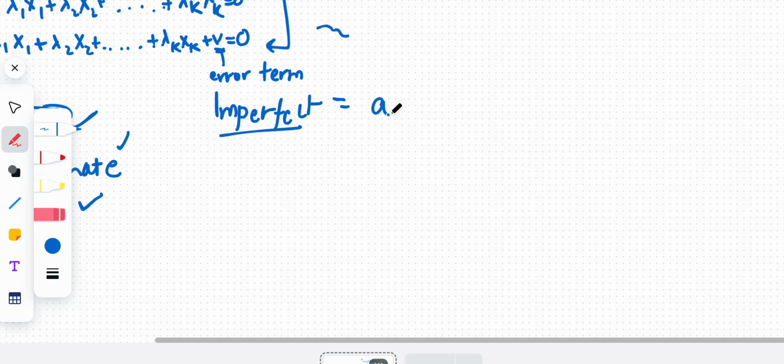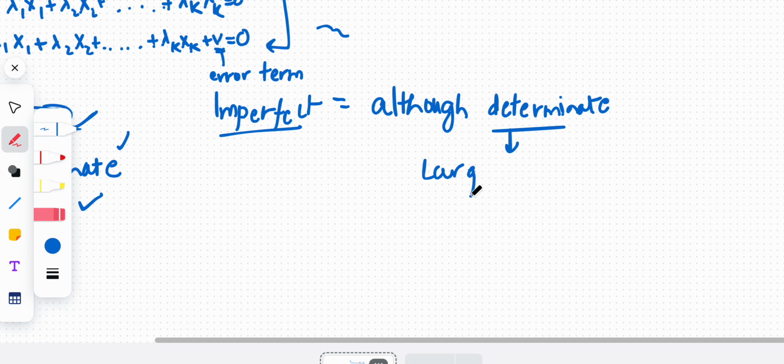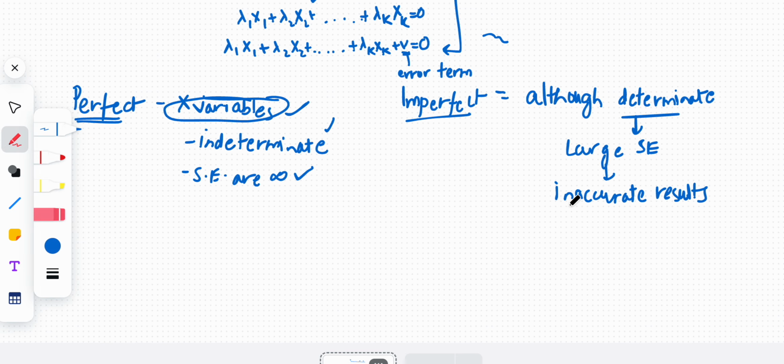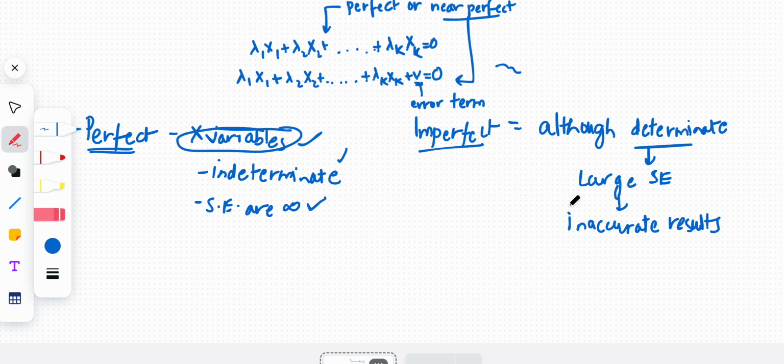So although my coefficients would be determined, they will still possess large standard errors, leading to inaccurate results and failed tests. So these are my two cases, and this is what happens in both of them.